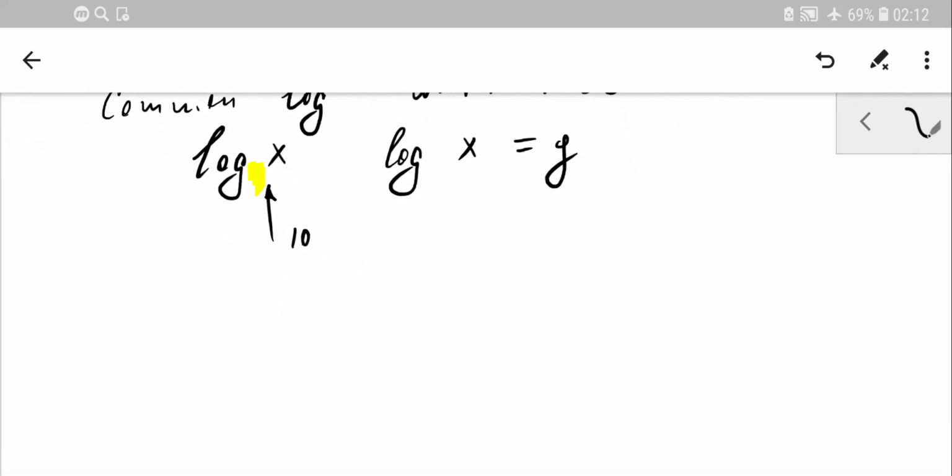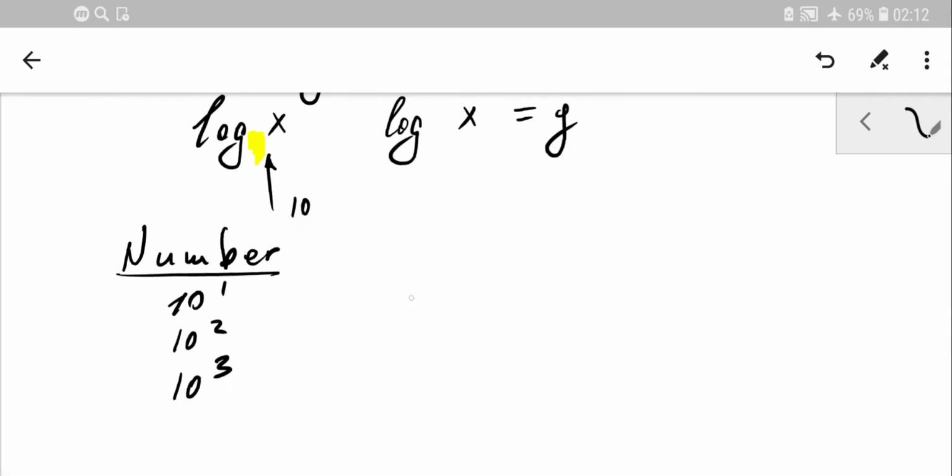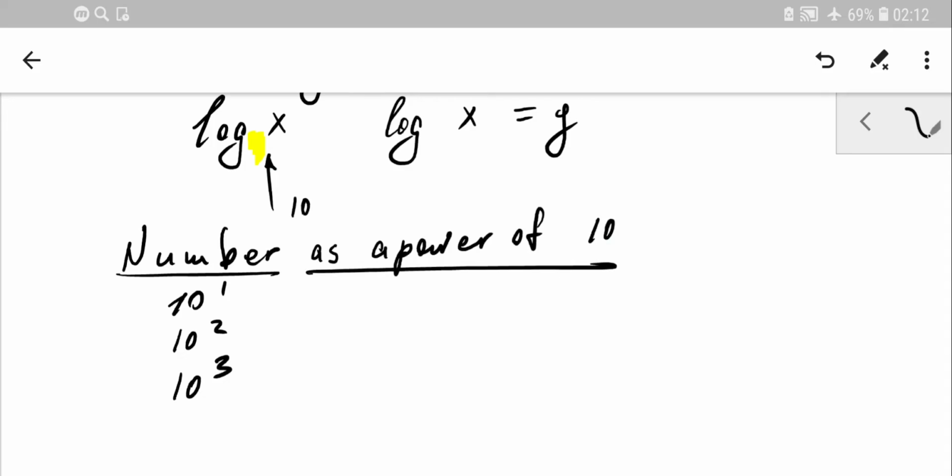For example, let's say we take a number as 10 to different powers. Let's say 10 to the power of 1, 10 squared, 10 cubed, and so on. So let's write this number as a power of 10. We've written that, and now we're taking the log of the number. Let's take the log with the base 10 of a number.